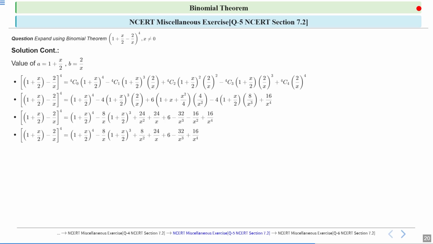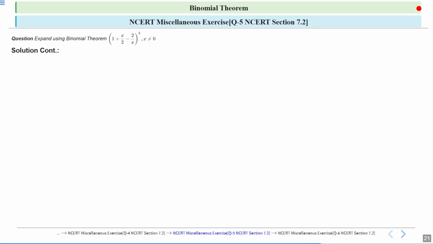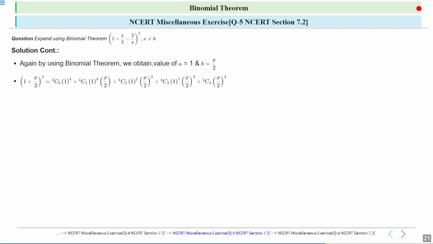So continuing with simplification, we will get this expression. Okay, here you can see. So again, by using binomial theorem, we obtain the value of a equal to 1 and b equal to x by 2. So 1 plus x by 2 whole to the 4, this is equal to 4c0, 1 to the 4 plus 4c1, 1 cube times x by 2 plus other terms, and the last term will be 4c4 x by 2 whole to the 4. So let's simplify this expression further.